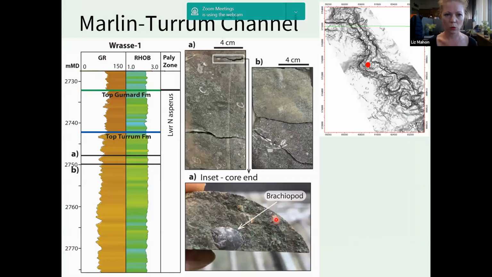So we looked at some core through the well Race 1, which is located here. And unsurprisingly, it looked pretty glauconitic. It's quite green. No particularly nice bedding, it's a little bit kind of jumbled up. And fossils, marine macrofossils, were quite clearly evident, such as brachiopods.